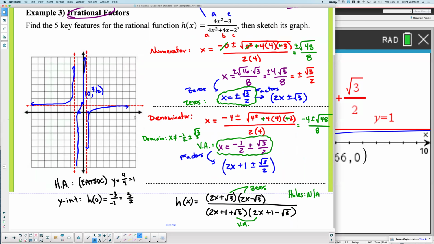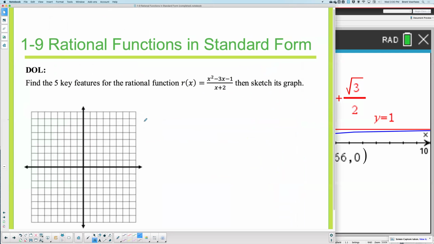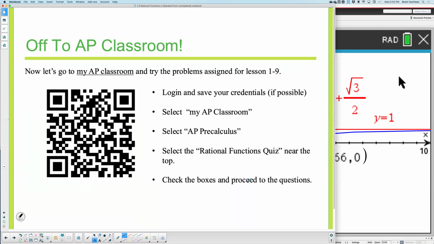With that, you have a DOL you can try here. I want you to find the 6 key features using the rational function. And then after that, I want you to go on to Google or AP Classroom and try the problems there. You should find 3 to 6 questions for this section.